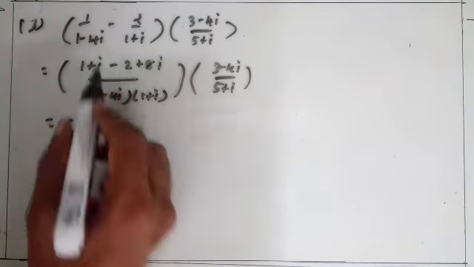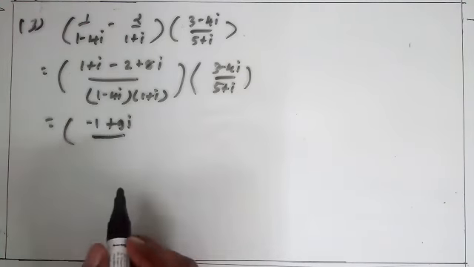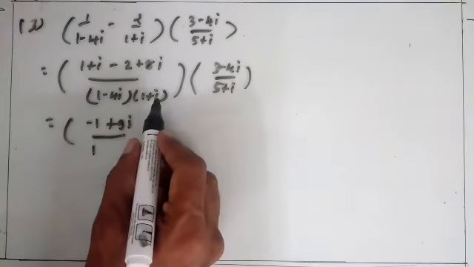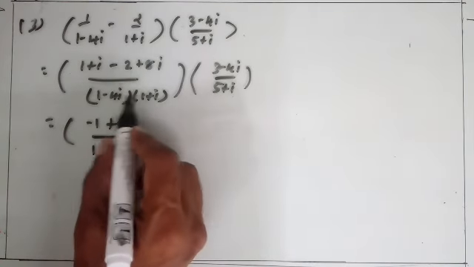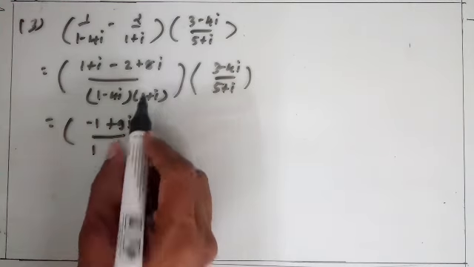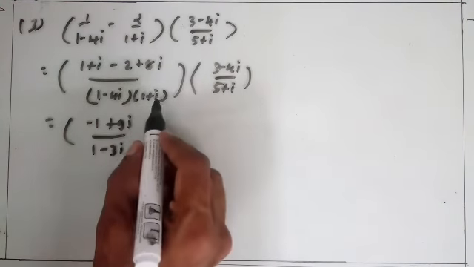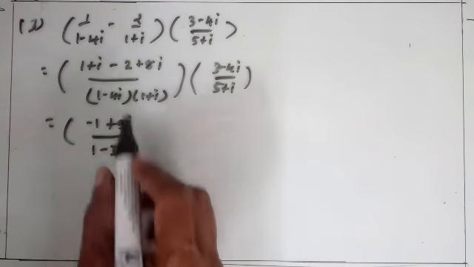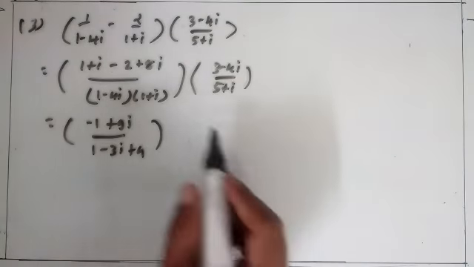8i plus i becomes 9i upon product of these two. 1 into 1 becomes 1. 1 into i and minus 4i into 1 becomes minus 4i plus i becomes minus 3i. Minus 4i into i becomes minus 4 i square, equal to minus 4 into minus 1 becomes plus 4. Okay, you know how to expand this.